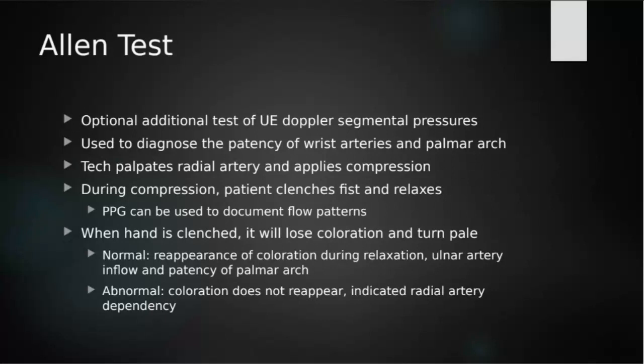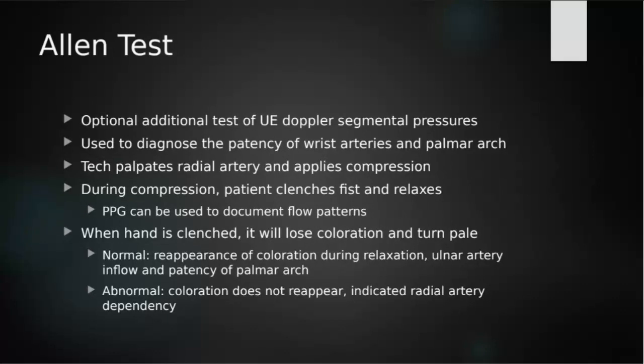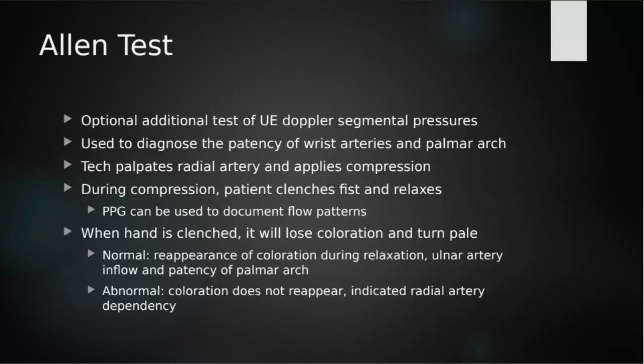So again, repeating here, we are compressing the patient's radial artery. We are having them clench. It's going to turn pale, lose color. When they release their hand or relax their hand, it should have its color return because the ulnar artery is going to be taking over some of that flow. If the color does not return, it's going to indicate that all of the flow is coming from that radial artery and our ulnar artery is not working properly.